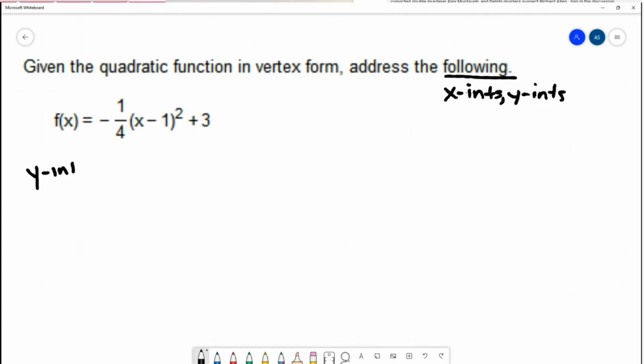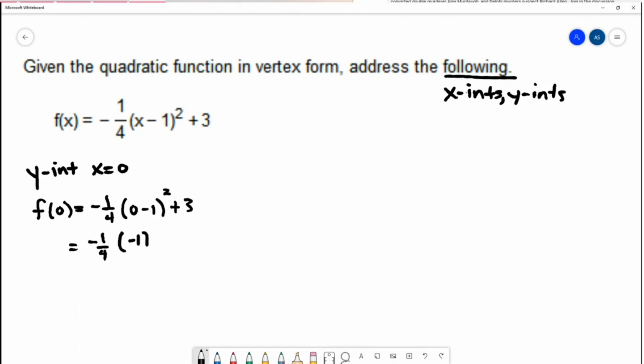So to find a y-intercept, we're going to let x equal 0. So substituting a 0 into the function, we get negative 1/4 times (0 minus 1) squared plus 3. We're going to follow order of operations to simplify here. 0 minus 1 is negative 1. We're going to complete the exponents. So negative 1 squared is 1. 1 times negative 1/4 is negative 1/4 plus 3.